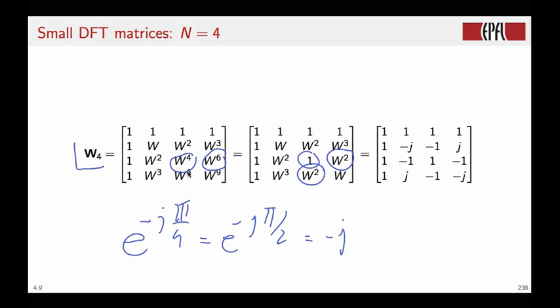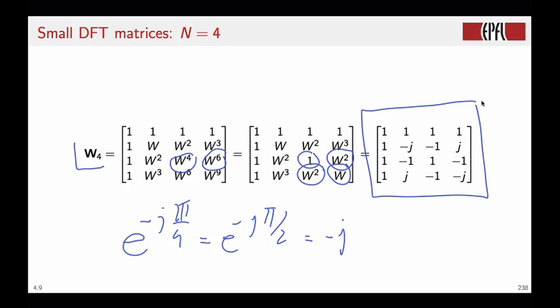And w^9 modulo 4 is just w, okay? And now we know that w is minus j, so we can write this out, and this matrix is very, very simple. First line is all ones, first column is all ones, and then 1, minus j, minus 1, j; 1, minus 1, 1, minus 1; 1, j, minus 1, minus j. Very simple matrix.